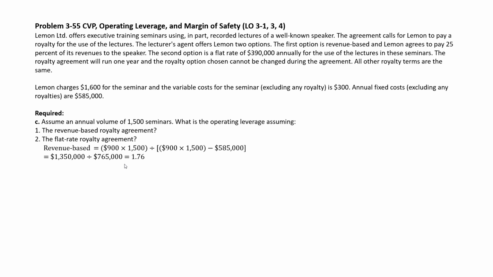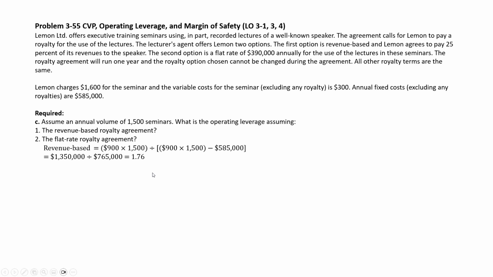Again, it's a multiplier. So if we had just a 1% change in sales, that would create a 1.76% change in operating profit because of the fact that we have some fixed costs that end up not increasing in this particular scenario. Now, again, I'm not going to walk through the flat base and give you all the solutions to this, but obviously the calculation is going to be similar.